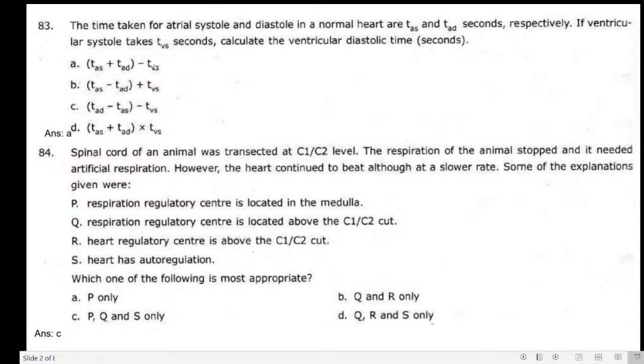TAS plus TAD equals that particular term, which comes to the left-hand side or right-hand side. We want to remove that and replace it with TVS. So this equation comes only from this equation alone.